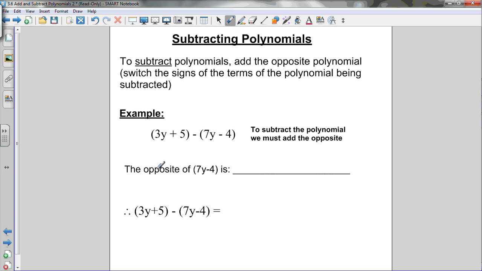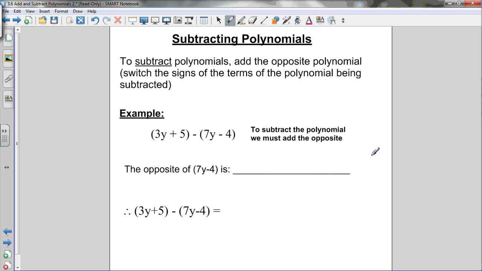So when you're subtracting polynomials, there's two ways you can think about it. I'll show you both ways, and then whichever way you like best, that's the way you can do the questions from now on. So the first way of thinking about subtracting polynomials is adding the opposite polynomial. So to subtract polynomials, all you have to do is add the opposite polynomial, and we know how to add polynomials.